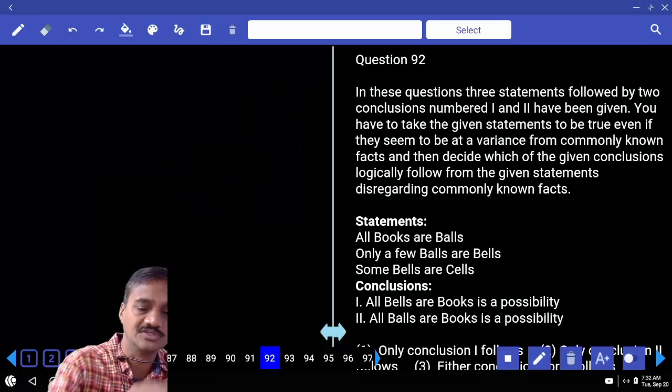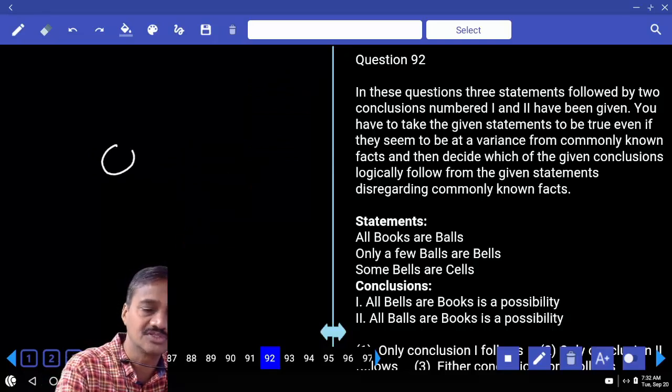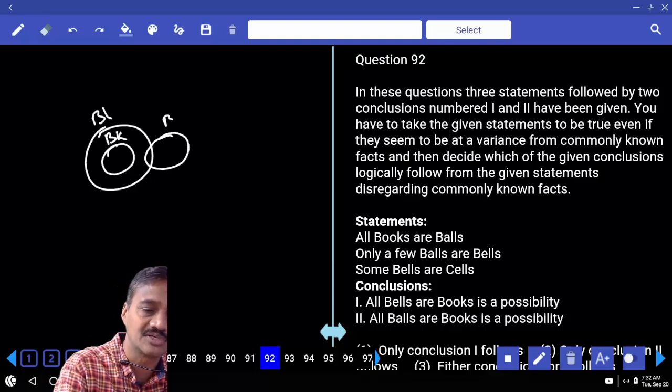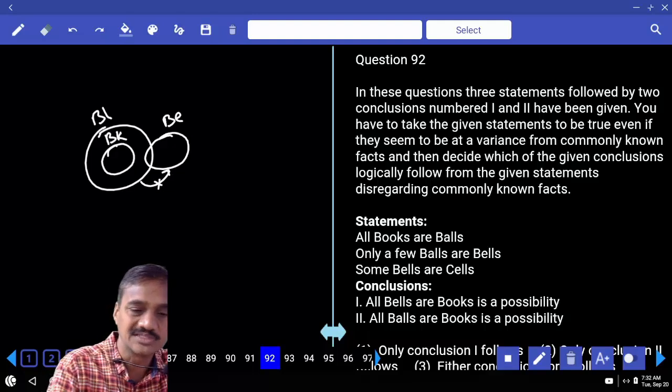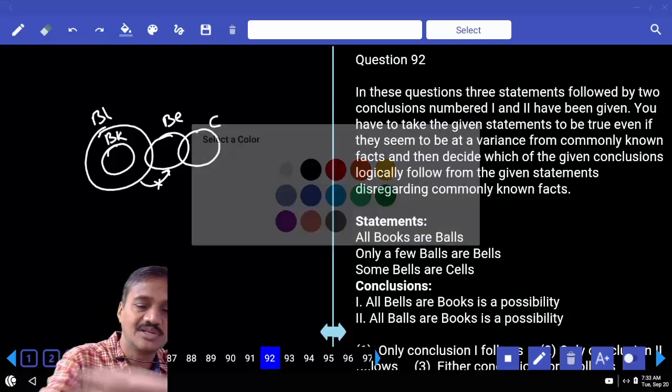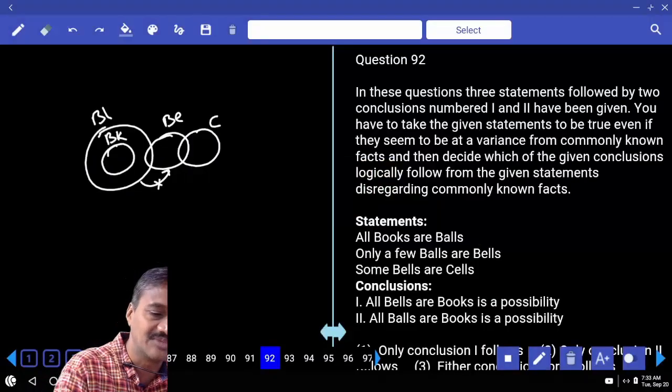Then 92 onwards, syllogisms. All books are balls. These entire books are a part of these balls. And at the same time, only a few balls are bells. Only some balls are bells, but not all. And some bells are cells. Some of the bells are cells. And all bells are books is a possibility. All bells are books is a possibility means this entire bell is a part of this book.